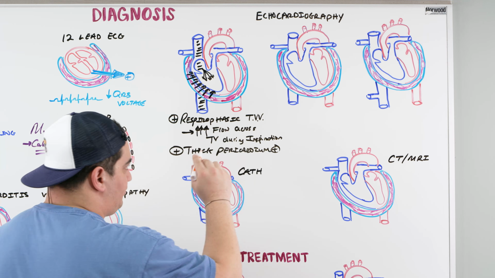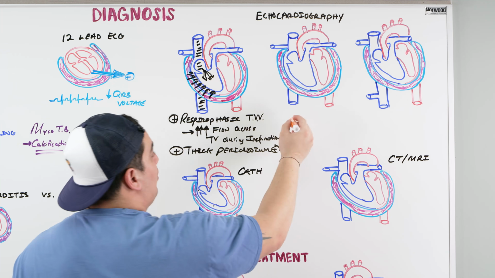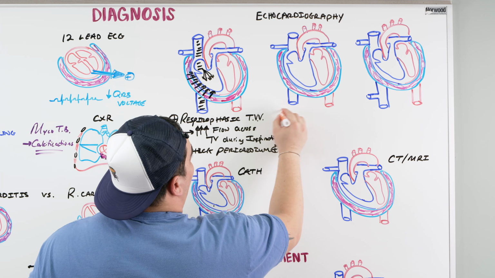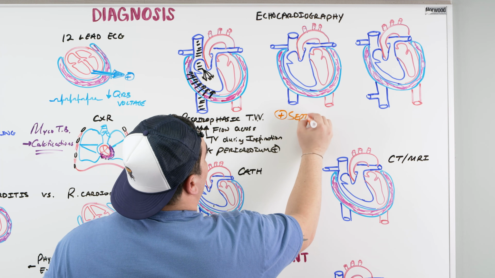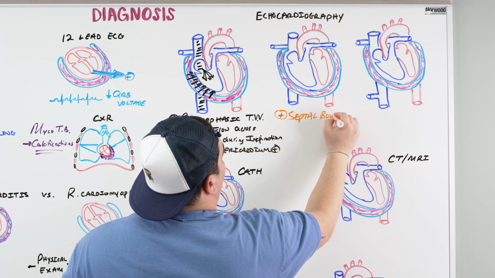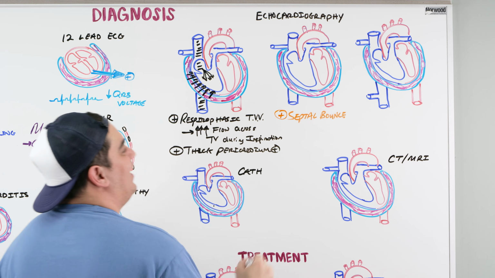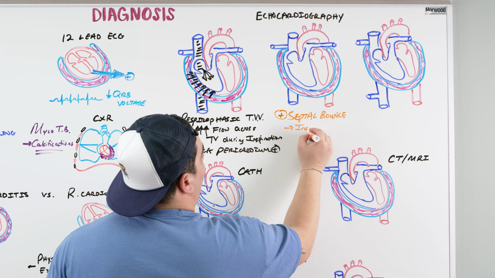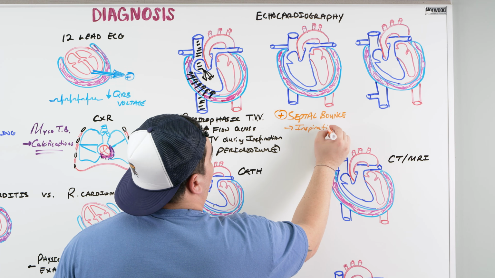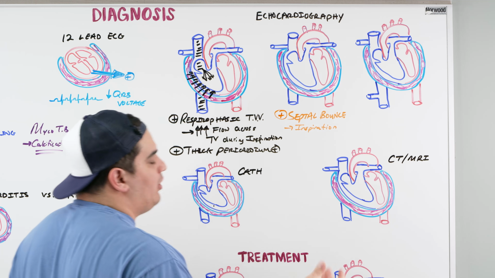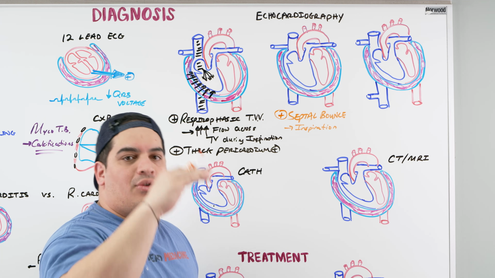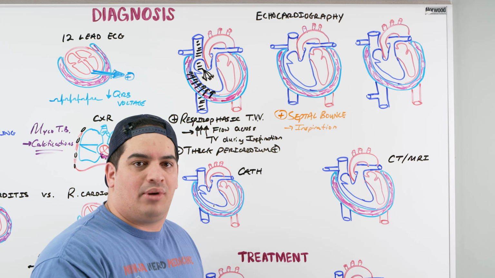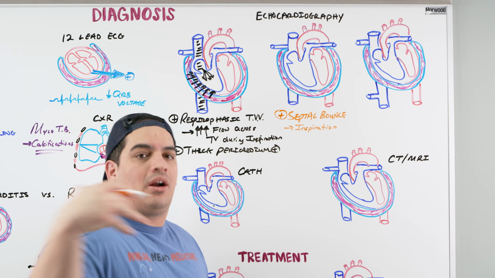What else can we find? The other thing, kind of going off of that whole concept, you can see something called a septal bounce. This one's actually pretty cool. So what happens is whenever someone takes a breath inwards while we have the echo on them, we're having an inspiration. What do we know about inspiration again? You take a breath in, intrathoracic pressure drops. When the intrathoracic pressure drops, what's it going to do? Suck blood into the heart.